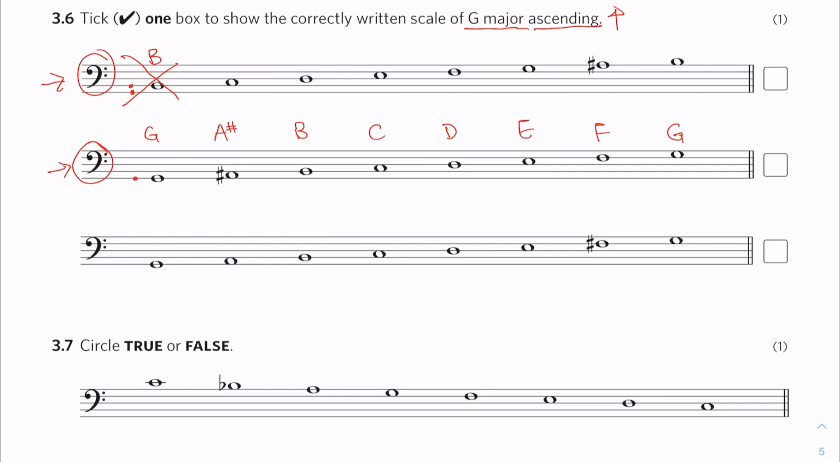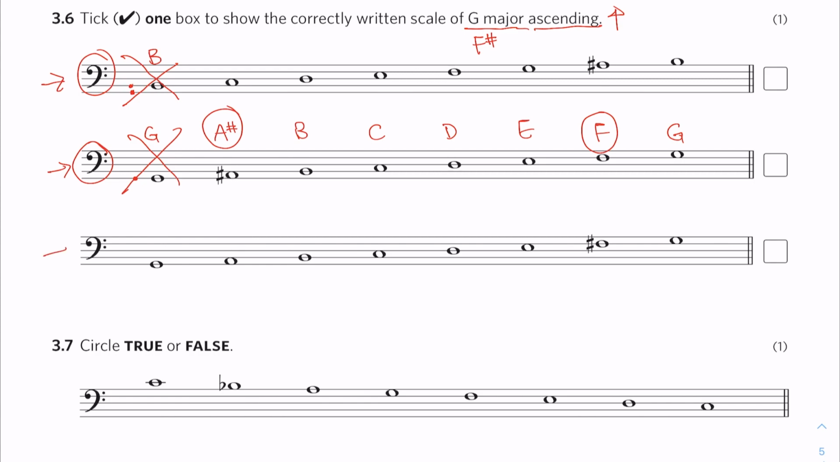But let's think about the key signature of G major. In G major, there is a F sharp. There's one sharp, and the sharp is F sharp. So write it down here, F sharp. Do we have an F sharp here? Oh, the F is not sharp, but somehow the A is sharp, so it's again incorrect.